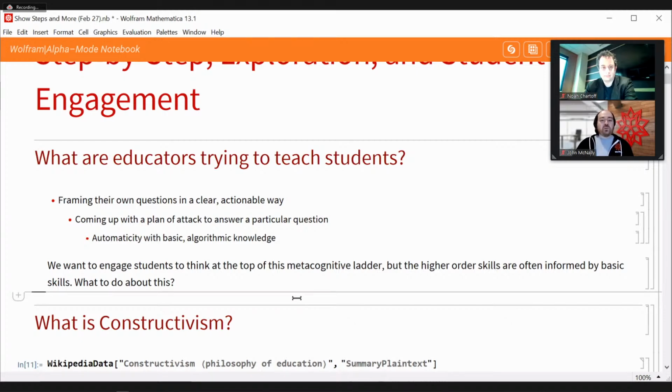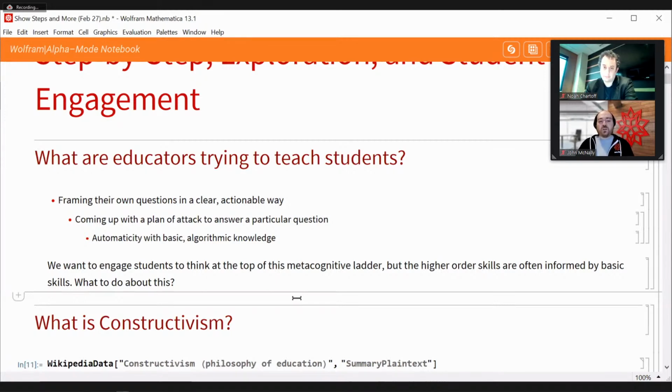And so we want to be able to facilitate students working at the top of this metacognitive ladder. And this has a lot of benefits for building student engagement and getting buy-in to their whole educational process. But it's also true that these higher order skills are informed by your familiarity with the skills that are further down that metacognitive ladder.